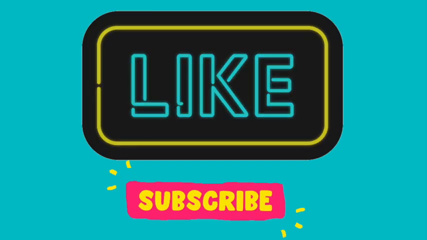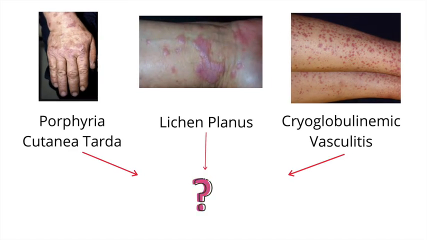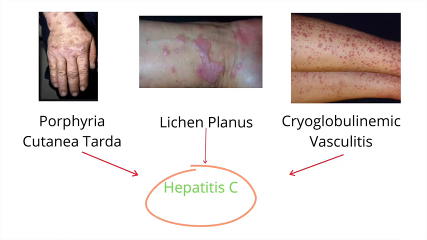Now here we have 3 high yield skin findings: Porphyria cutanea tarda, Lichen planus, and cryoglobulinemic vasculitis. But my question for you is, what disease are all these different skin conditions associated with? If you said hepatitis C, then you are correct. So it's very important that if you see any of these skin findings, you have to screen for hepatitis C, especially if that patient has a history of IV drug use.